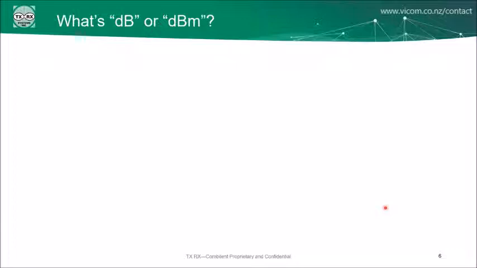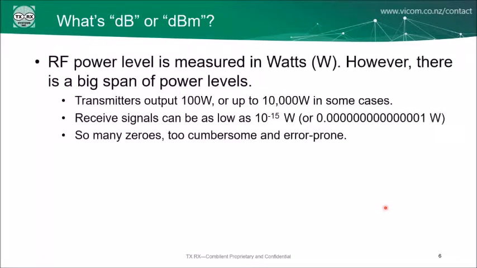So you'll hear a common term in radio work, dB and dBm. Let's talk about those for a minute. RF power is measured in watts. However, there's a big span in these power levels. You've got some transmitters that can be as low as 1 watt, as high as 10,000 watts in some cases. So you've got a huge variation in the transmit power.